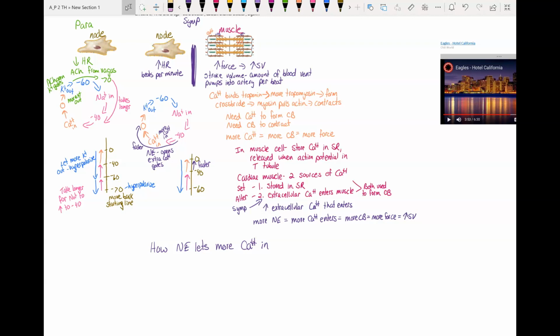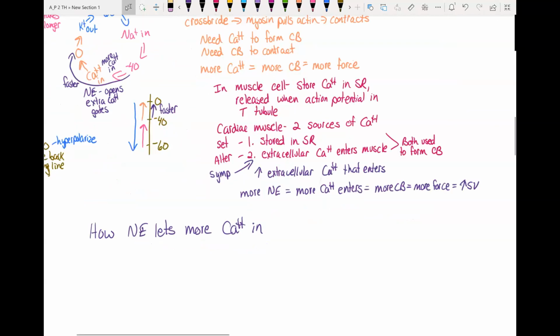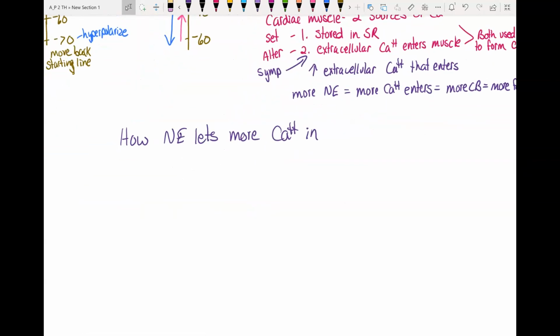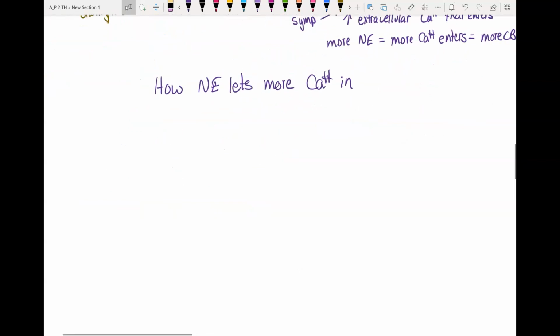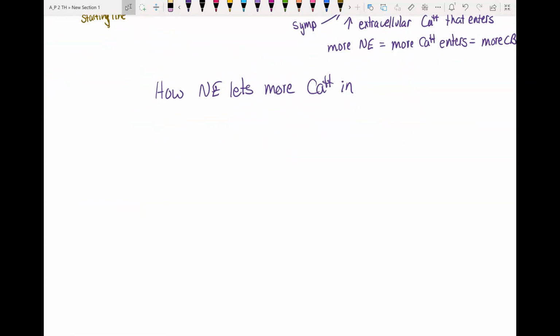The result of more calcium in the node is you go from -40 to 0 faster. The result of more calcium in the muscle is you get more cross bridges. But we're going to look at the similarity here and how the norepinephrine lets more calcium in. So if we have a cell, we're going to use just a different color here that will represent both the node and the muscle. Here's a cell.